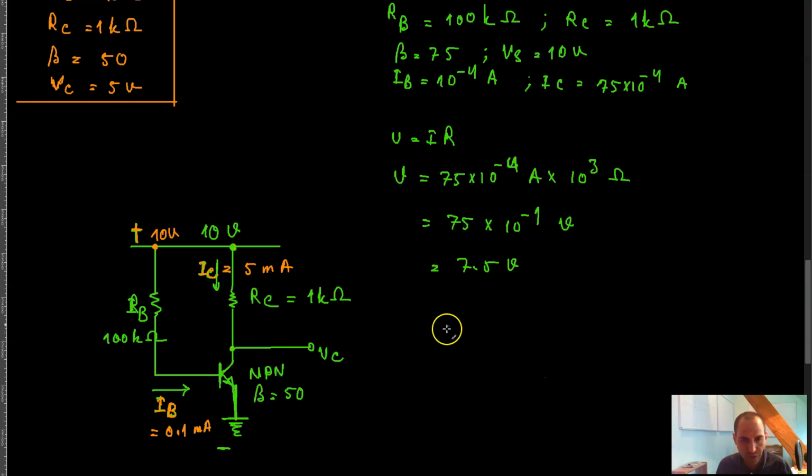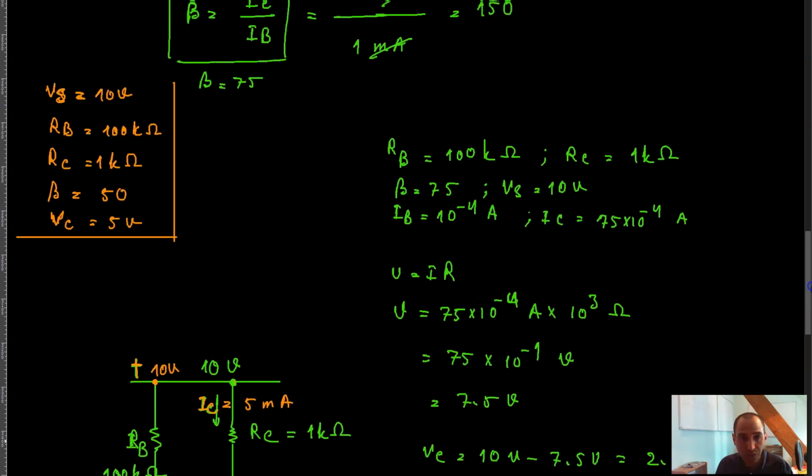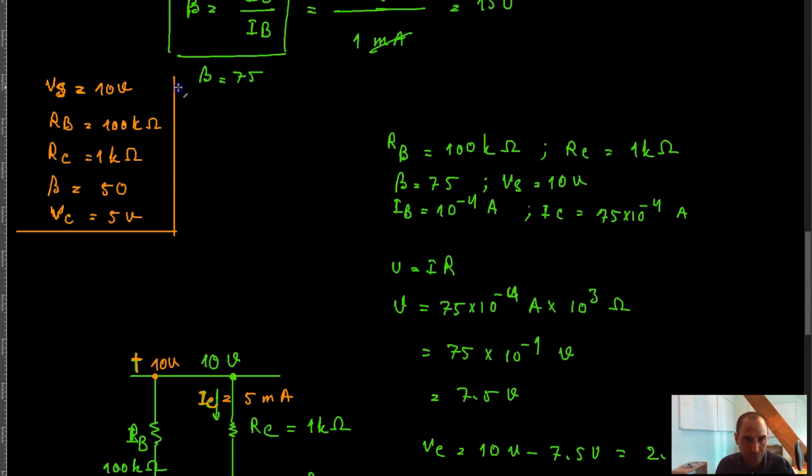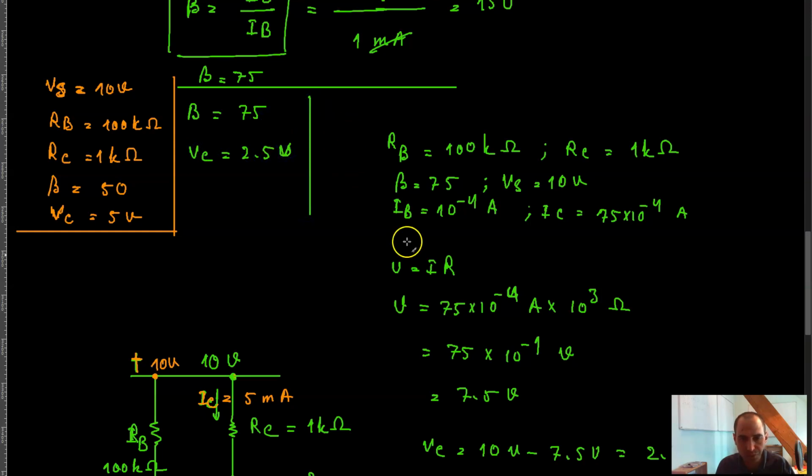Therefore V of C would be equal to 10 volts minus 7.5 volts, which is equal to 2.5 volts. So you can see that the voltage drop across this resistor actually decreased as I increased the value of beta, right? So now I got 2.5 volts over here, meaning that if I change the value of the beta from 50 to 75, then V of C becomes 2.5 volts.